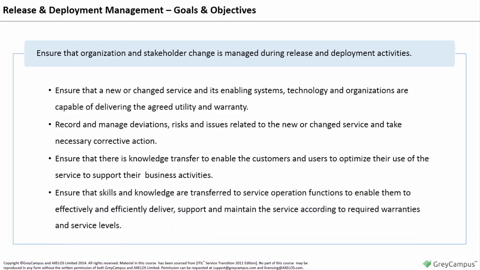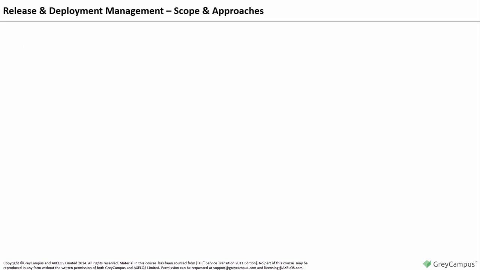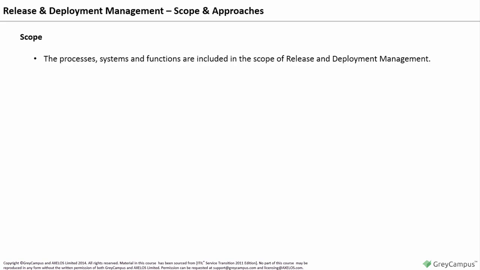Ensure that skills and knowledge are transferred to service operation functions to enable them to effectively and efficiently deliver, support and maintain the service according to required warranties and service levels. Release and deployment management, scope and approaches. In the scope of release and deployment management, the processes, systems and functions are included.